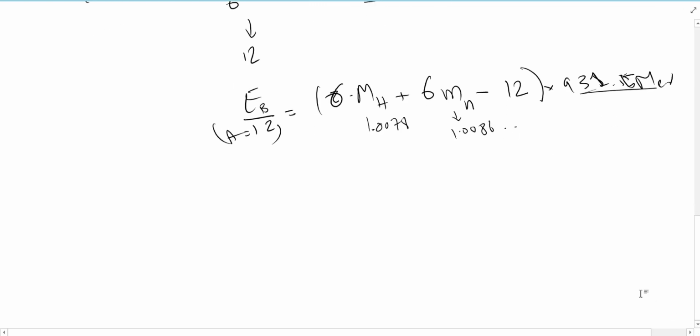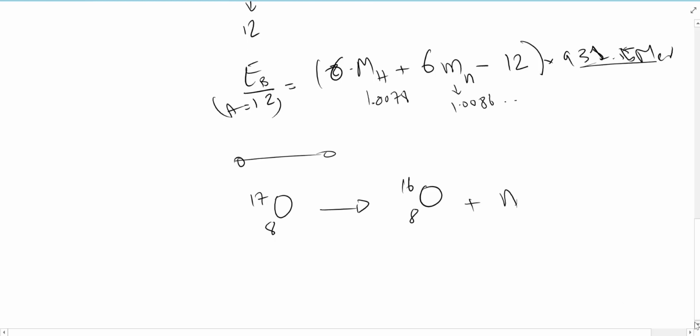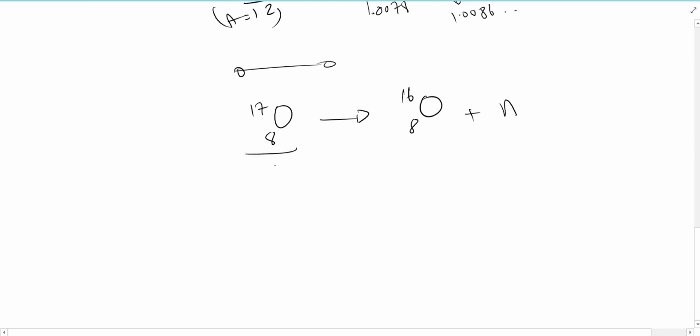Problem 47 is a similar idea, except now we don't have carbon, we have oxygen, the isotope 17 of oxygen, and we're going to remove a neutron from this one. When we remove a neutron, the number Z does not change, so we end up with the same thing, oxygen, except now the mass number drops to 16, plus of course one neutron. Again, we go back into the same table to find this mass, and this mass, and find the difference between them, and that's going to be basically the difference in energy.